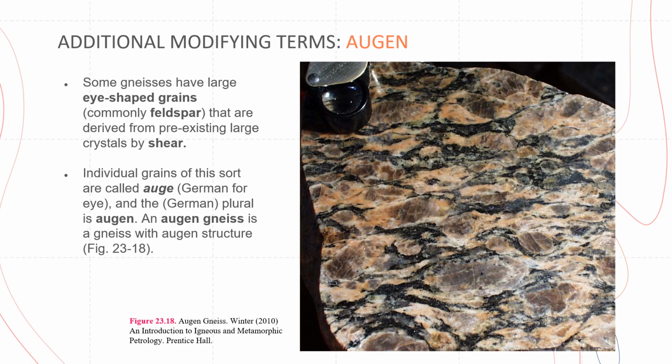When you're describing metamorphic rocks, sometimes you would like to draw the attention of the reader to the different or unusual shapes you find in the rock. In this case, we have augen gneiss, and these gneisses have large eye-shaped grains, which are commonly feldspar minerals that are derived from pre-existing large crystals by shear. And these individual crystals are called Auge, which is German for eye, and the plural for that is Augen. So augen gneiss is a gneiss with Augen structure.